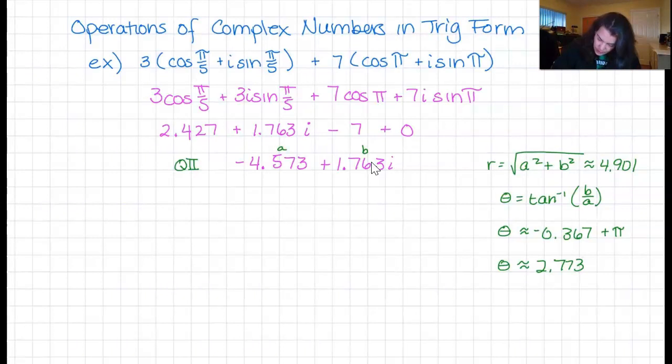So I finally have my answer in trig form, in the right form. So it is going to be r cosine theta plus i sine theta.